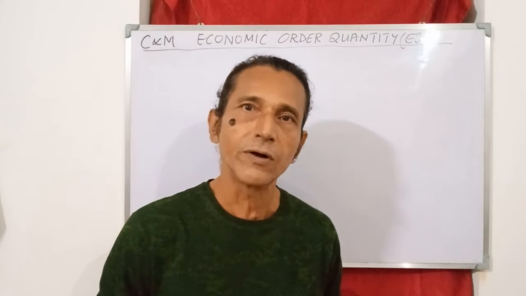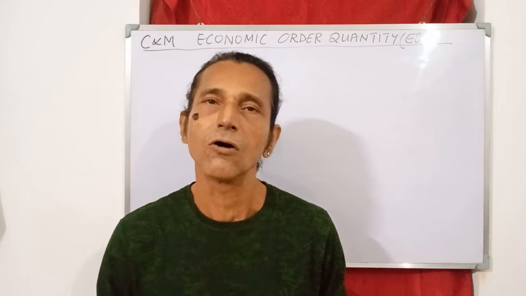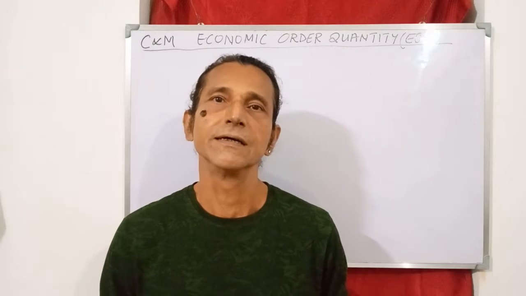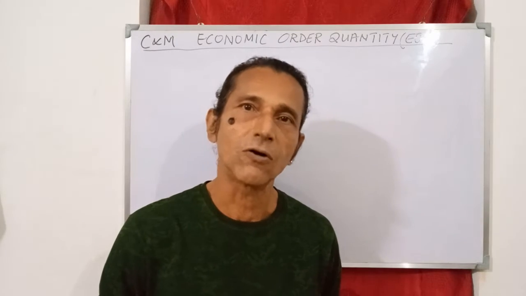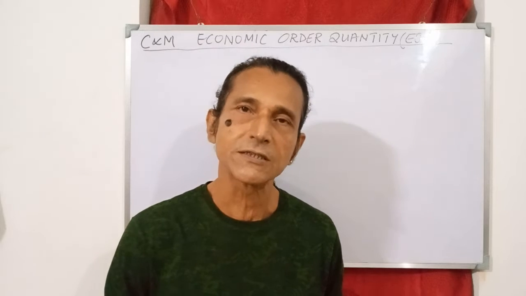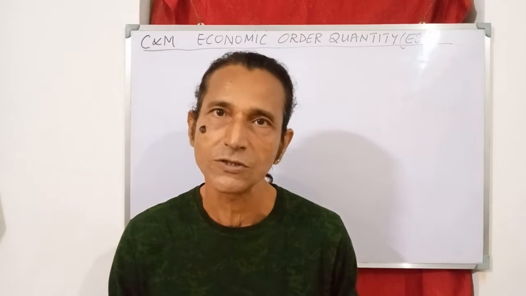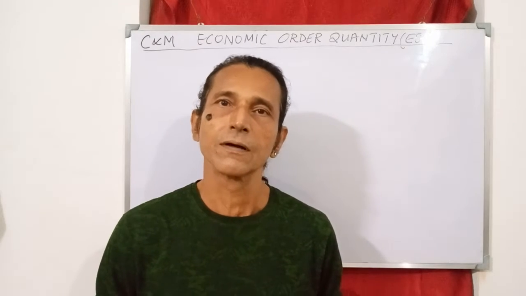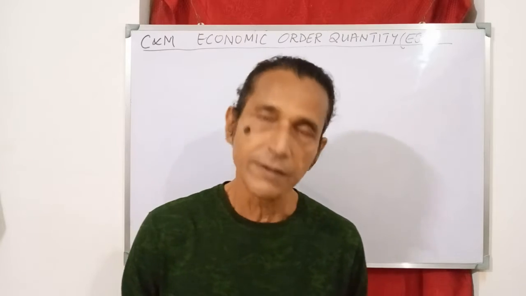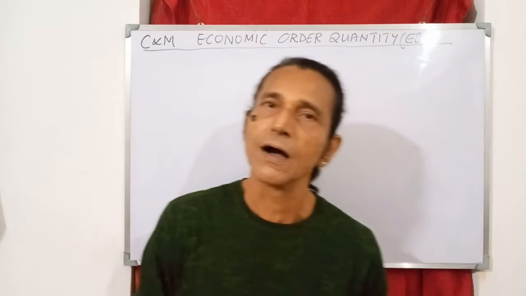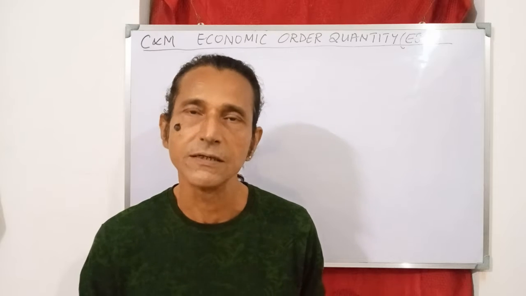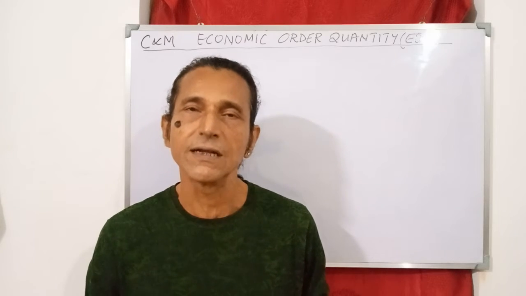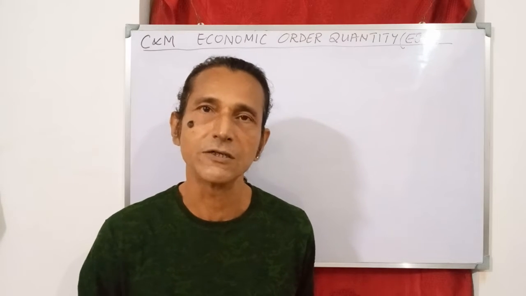Now, economic order quantity or optimum order size is that size of the order which makes the total inventory cost minimum. Right? Now, in this episode, I will discuss economic order quantity. Basically, it is a model of inventory control.